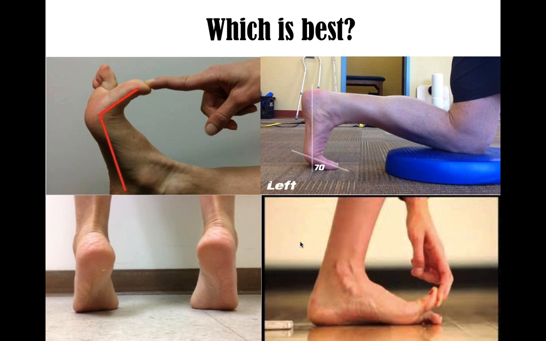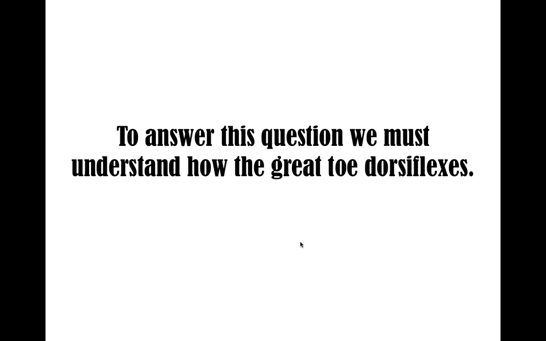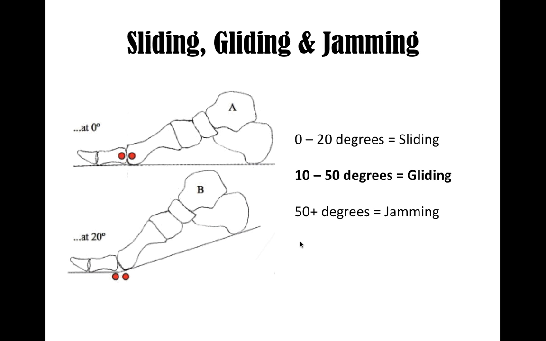And again, the phase where it gets a little sticky is that 10 to 50 degrees where you're entering the gliding phase and you're doing plantar flexion of the first metatarsal head relative to the proximal phalanx. So again, anytime you're doing an open chain assessment, you are moving the digit relative to the metatarsal head, versus the metatarsal head moving relative to the base of the proximal phalanx.